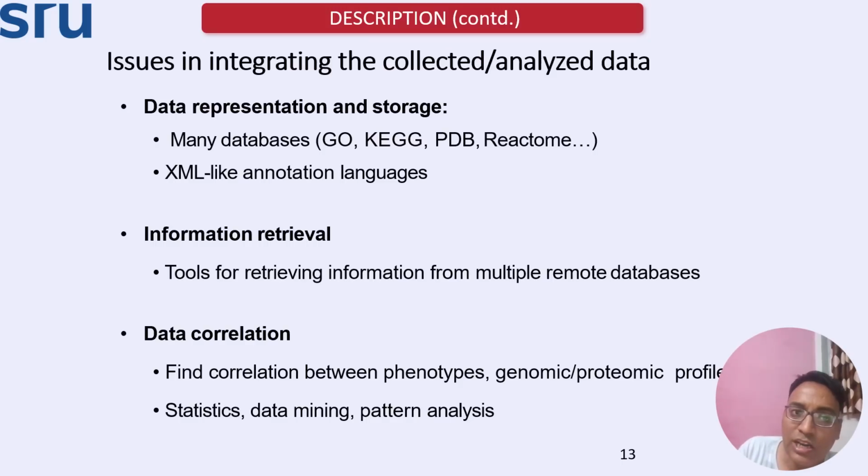Data is given by Gene Ontology, KEGG, PDB, Reactome, and all these parts are put together. Here the XML-like annotation languages become very important, because we need to download the data in XML and then link it all together. The SBML, Systems Biology Markup Language, is also very important, because there also XML is used.